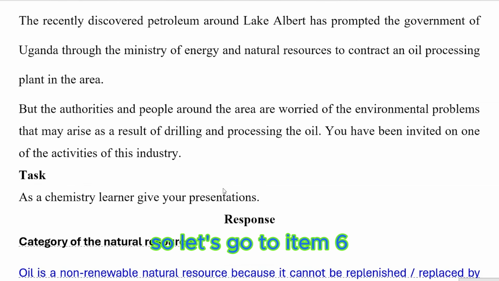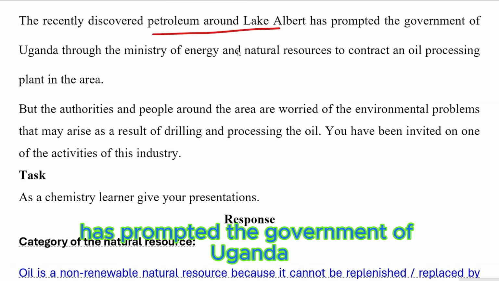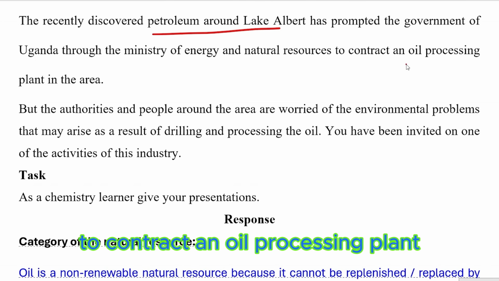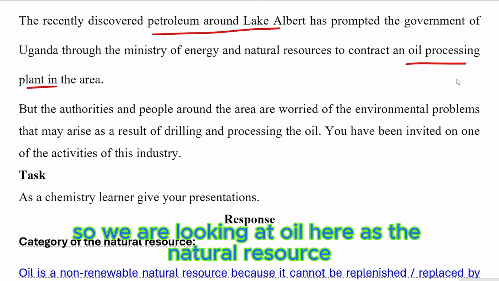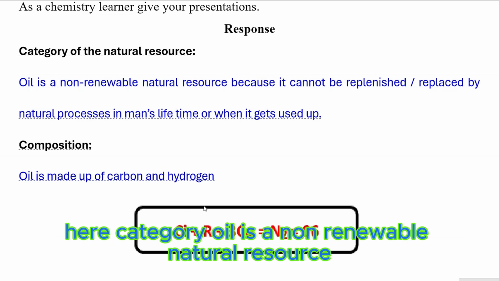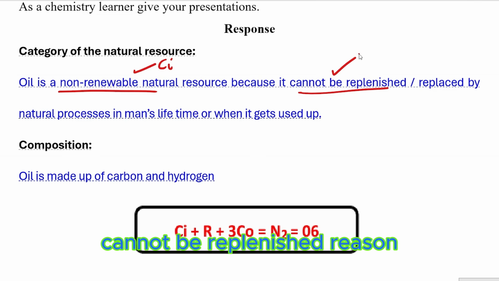So let's go to item 6. The recently discovered petroleum has prompted the government of Uganda, through the Ministry of Energy and Natural Resources, to contract an oil processing plant. So we are looking at oil here as the natural resource. Let's dive direct into it. Category: oil is a non-renewable natural resource. So this is the category. What's the reason? It cannot be replenished.